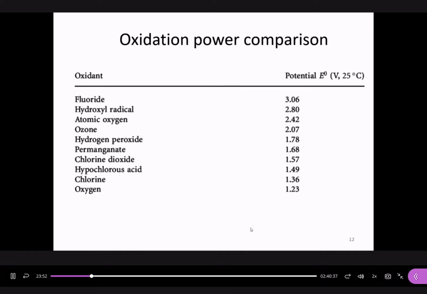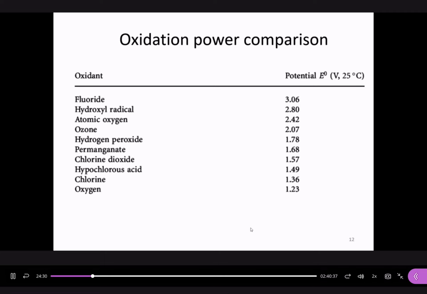So the disinfectants we typically use include ozone, but not hydrogen peroxide. Hydrogen peroxide is only used on a small scale. And permanganate, which is used in certain water treatment plants. Then chlorine dioxide, hypochlorous acid, and chlorine. So these are chlorine-based disinfectants.